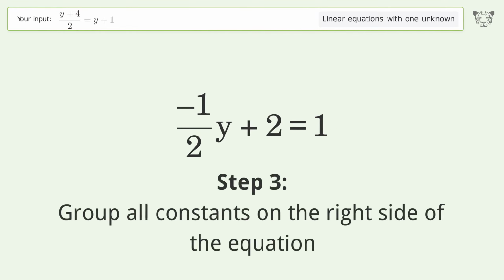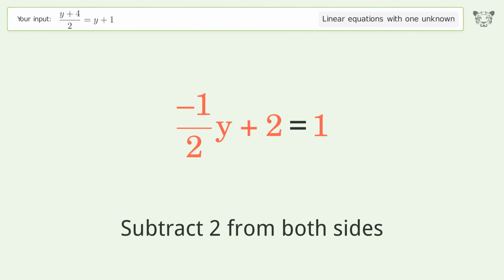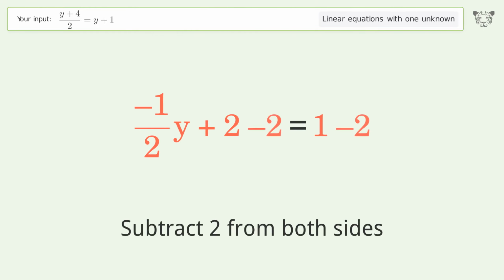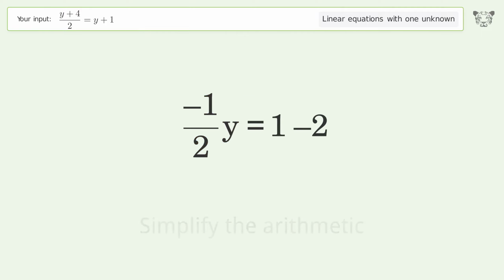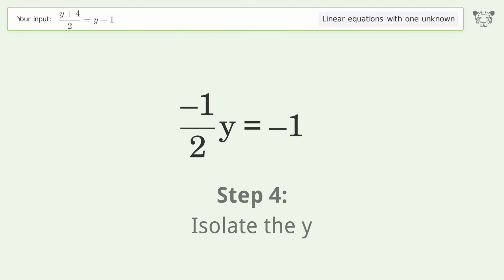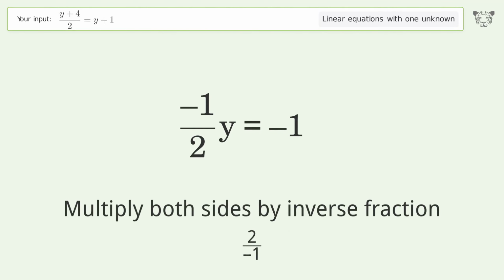Group all constants on the right side of the equation. Subtract 2 from both sides. Simplify the arithmetic. Isolate the y. Multiply both sides by inverse fraction 2 over -1.